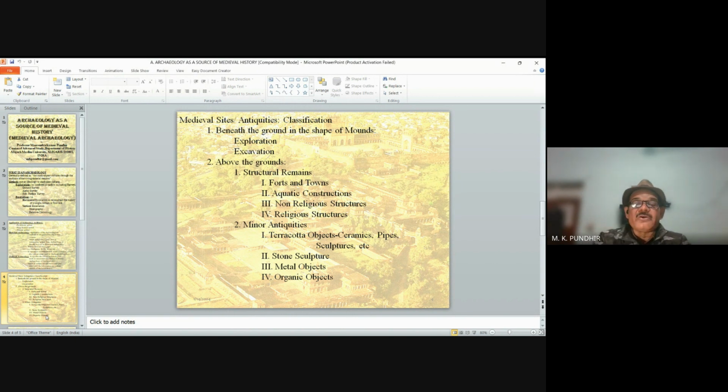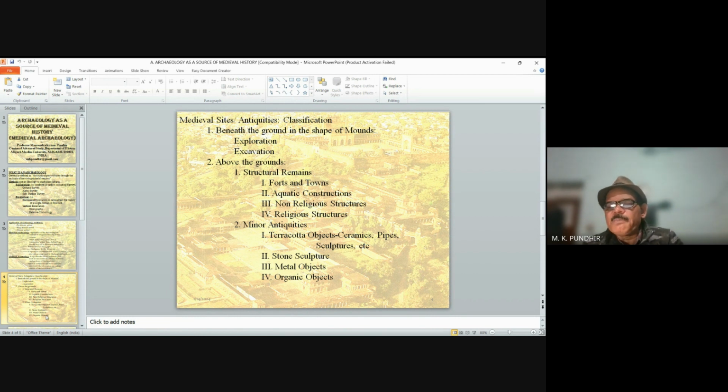Another important part of the above-ground medieval antiquities is minor antiquities. Minor antiquities include terracotta objects. You know, each house, each palace, each haveli was equipped with a drainage system. How were these drainage systems built, what type of pipes did they use? Terracotta pipes. This information always comes from archaeological sites, like terracotta ceramics and pottery.